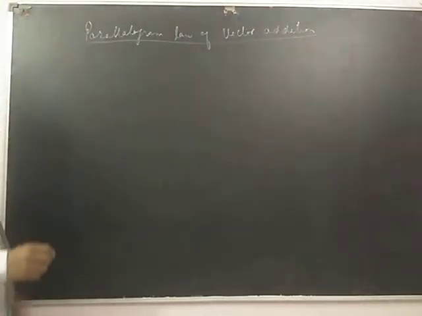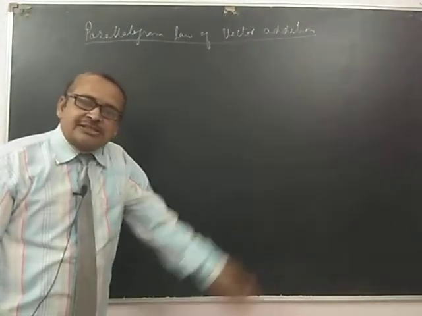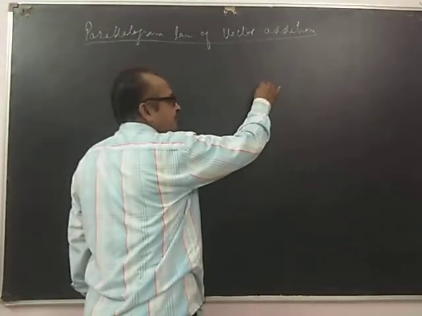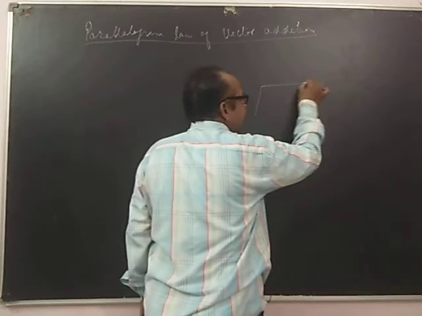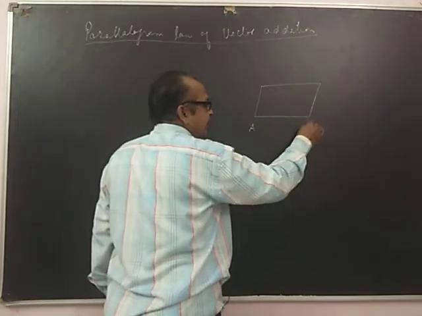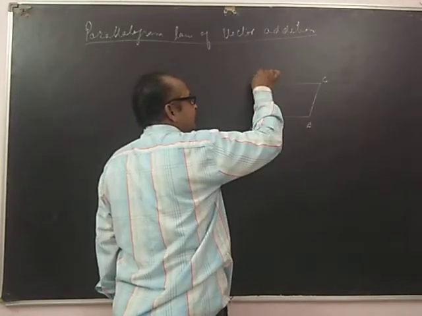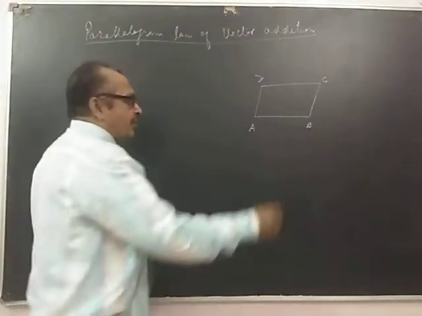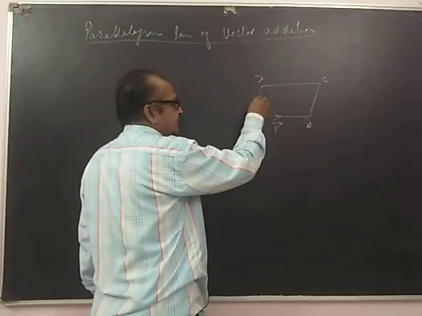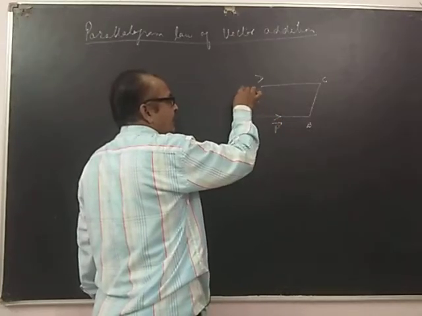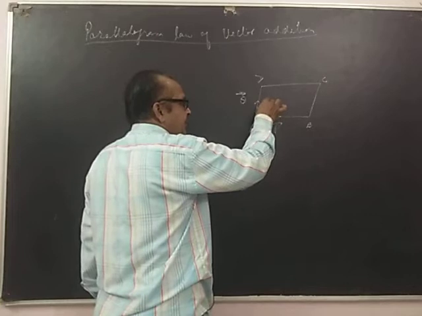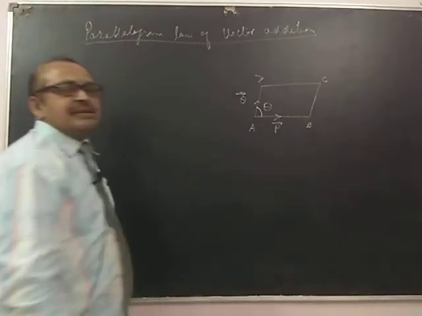Again, first of all, I will explain with a diagram and then we will write the statement. What this law states is that if you have a parallelogram ABCD, and there are two vectors, let us say P along the x-axis and Q along the y-axis, such that these two vectors make an angle of theta with the x-axis.